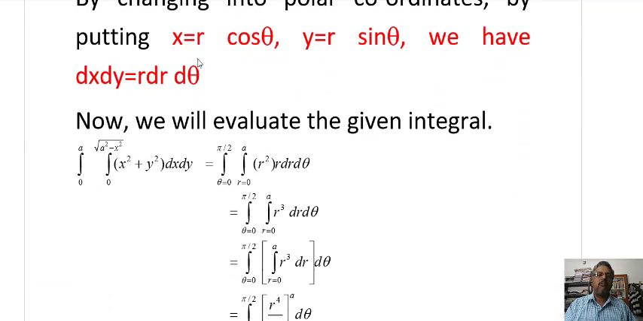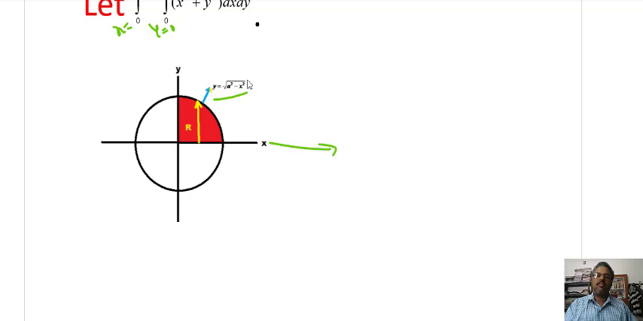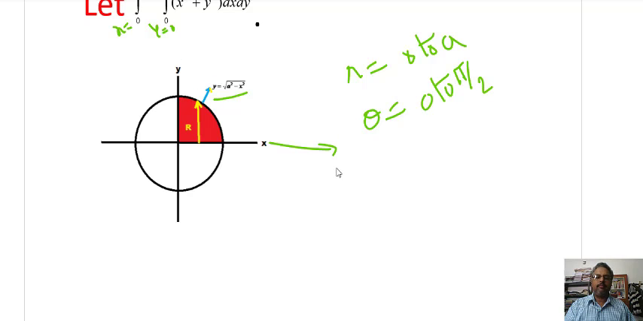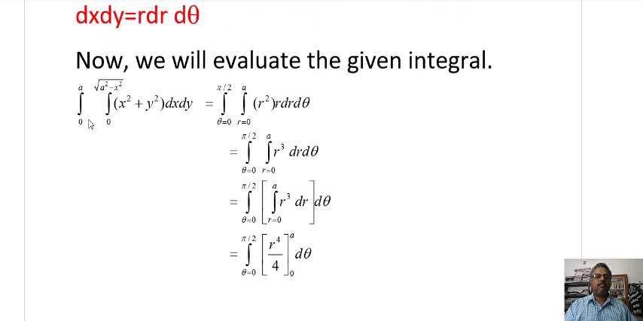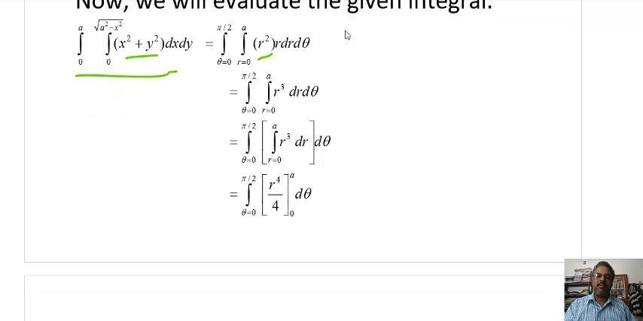Now changing into polar coordinates, x equals r cos theta, y equals r sin theta. Then what about the limits? As already discussed in the earlier problem, r is 0 to a, and theta is 0 to pi by 2. Now this is the given integral. Theta is 0 to pi by 2, r is 0 to a. x square plus y square is r square, and dx dy is r dr d theta. R square into r is r cube. This is the same as our previous integral.